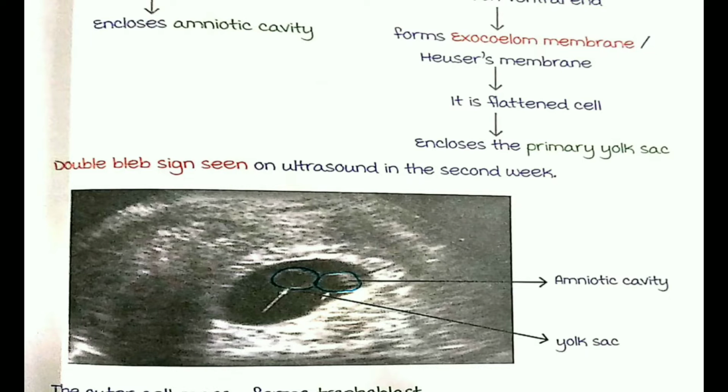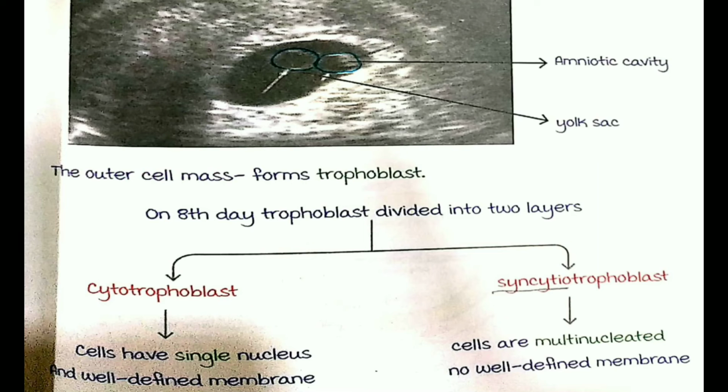If we take an ultrasound in the second week of development, we can see the double bleb sign. This double bleb sign is seen because, as I said, we have the formation of the amniotic cavity and the formation of the yolk sac. So in ultrasound it is seen as the double bleb sign. And this was about the inner cell mass: the epiblast cells forming the amniotic cavity, and the hypoblast cells forming the primary yolk sac.